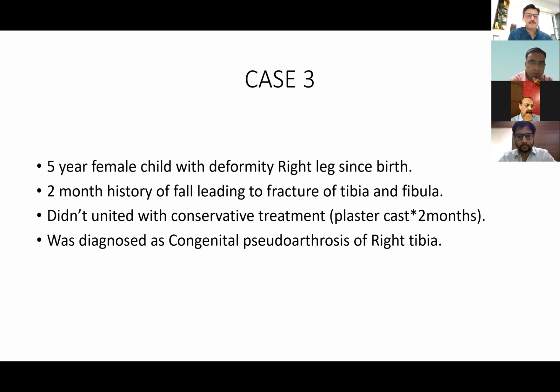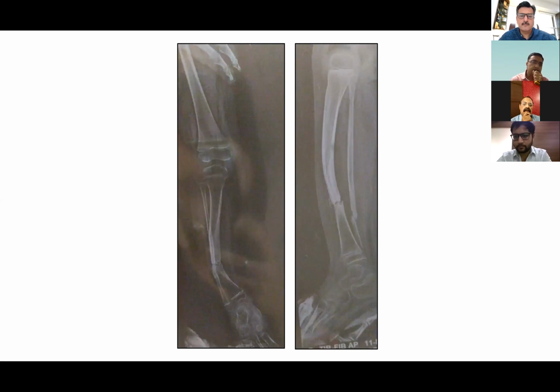So very good morning to all of you. So let us start with this case. This is a 5-year female child with deformity of right leg since birth. Family is poor, so they didn't consult much about the deformity. So at around 5 years, she had a fall and got a fracture of both tibia and fibula, which they tried to manage with plaster cast, but it didn't unite, and was diagnosed as congenital pseudoarthrosis of tibia. She also had some ccafé au lait spots, and this was the X-ray with which she presented.